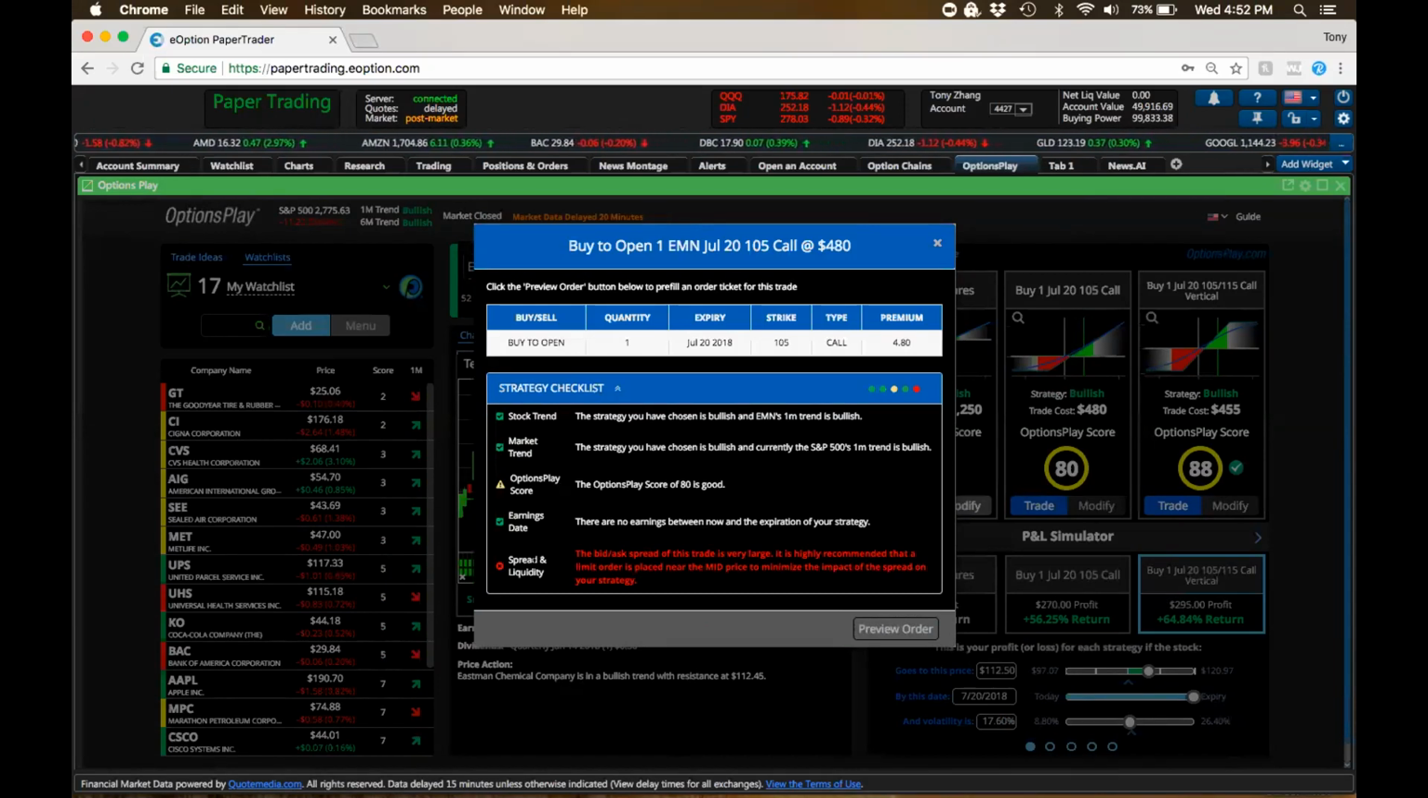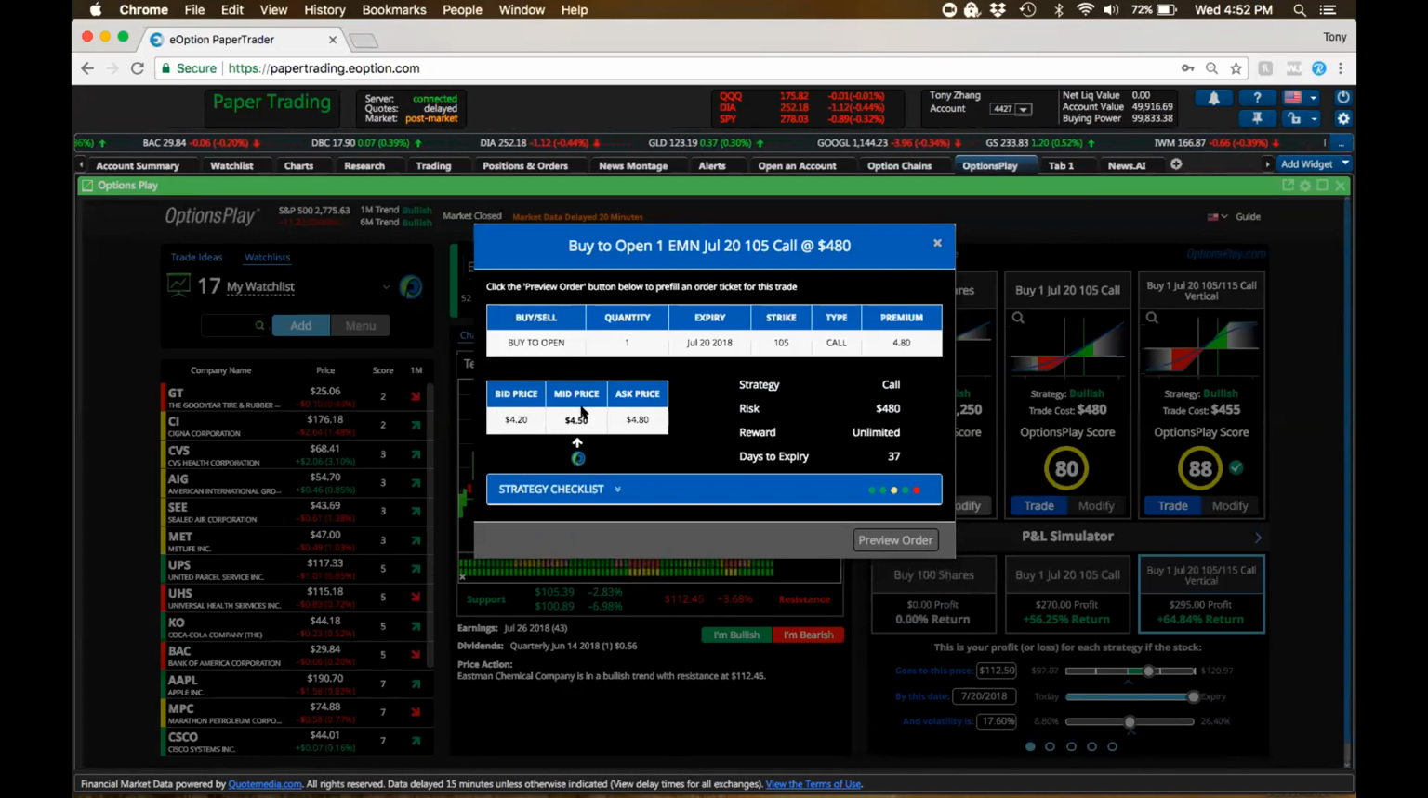And lastly, spread and liquidity. When you're trading stocks, you may not be as concerned about the liquidity of a stock, especially if you're just doing a couple of hundred shares. But when you're trading options, liquidity is something you need to be more cognizant of. So for example, if we look at the bid-ask spread here, it's trading at 420 by 480. So it's a 60-cent spread on a $4 trade. From a percentage perspective, that's a fairly large spread that you're paying.